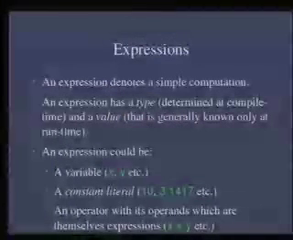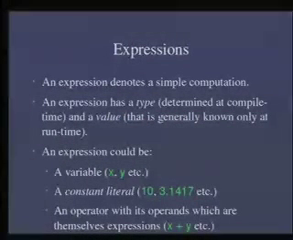In the last lecture, we had talked about the Boolean types and the character type, and in this lecture, we'll start talking a little more formally about the C syntax. We'll see what expressions in C are and how they are evaluated. So an expression is essentially a denotation of a simple computation.